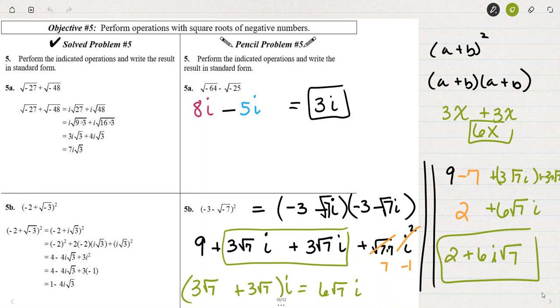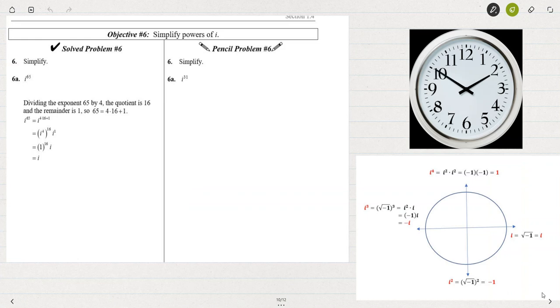Are you ready to try just a couple more things? This is the last topic, I promise. Simplifying a power of i. We could see this example over here, i to the 65th power. Do you see what they did? They did 65 divided by 4. 4 goes into 65 16 times with a remainder of 1. You could do that on your calculator. Try it. 4 times 16 plus 1, you'd get 65.